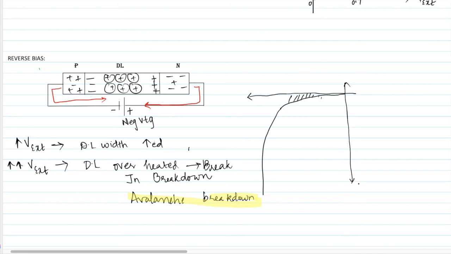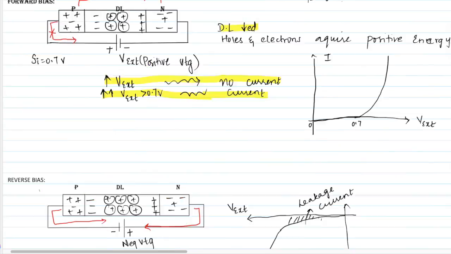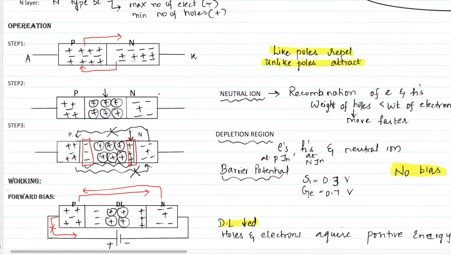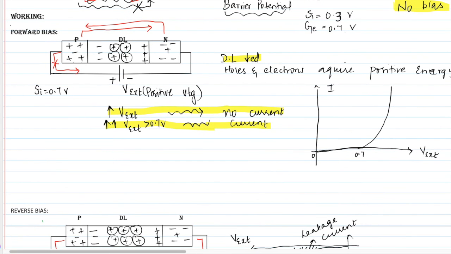So here this is the current, this is the external voltage, that is negative voltage, and this is the leakage current. This leakage current is due to minority charge carriers. So increasing this negative voltage, the depletion region will break and a large amount of current will flow. So that's everything about the reaction. The first three steps are no bias condition. Next is forward bias condition, where you will apply a forward positive voltage till 0.7, no current will flow. Once the external voltage reaches 0.7, a large amount of current will flow.